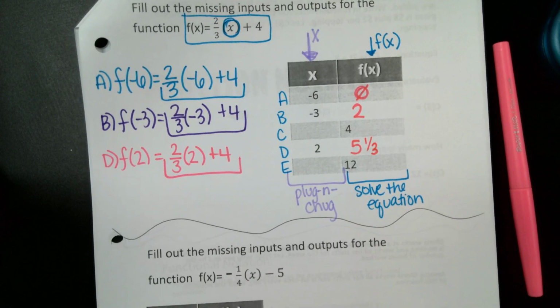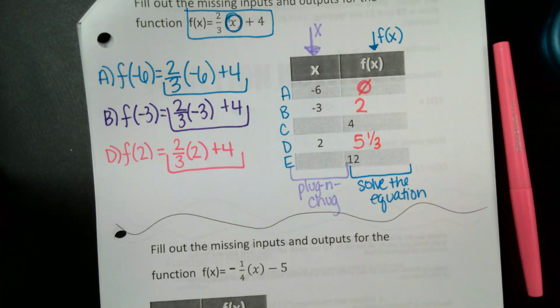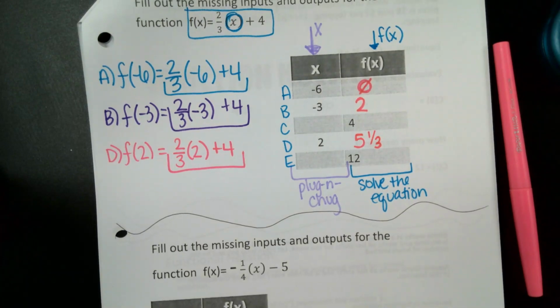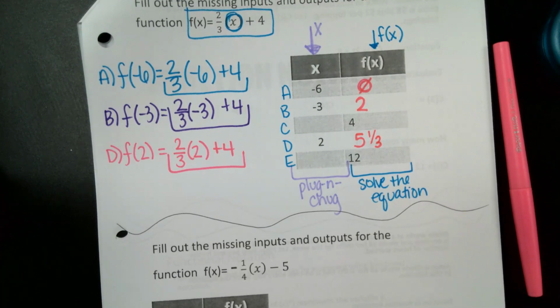You guys get 0 for the first one? Yeah, I heard one person say yes. For A, 0. I'll show you in a minute. B, what'd you guys get for B? 2? What'd you guys get for D?